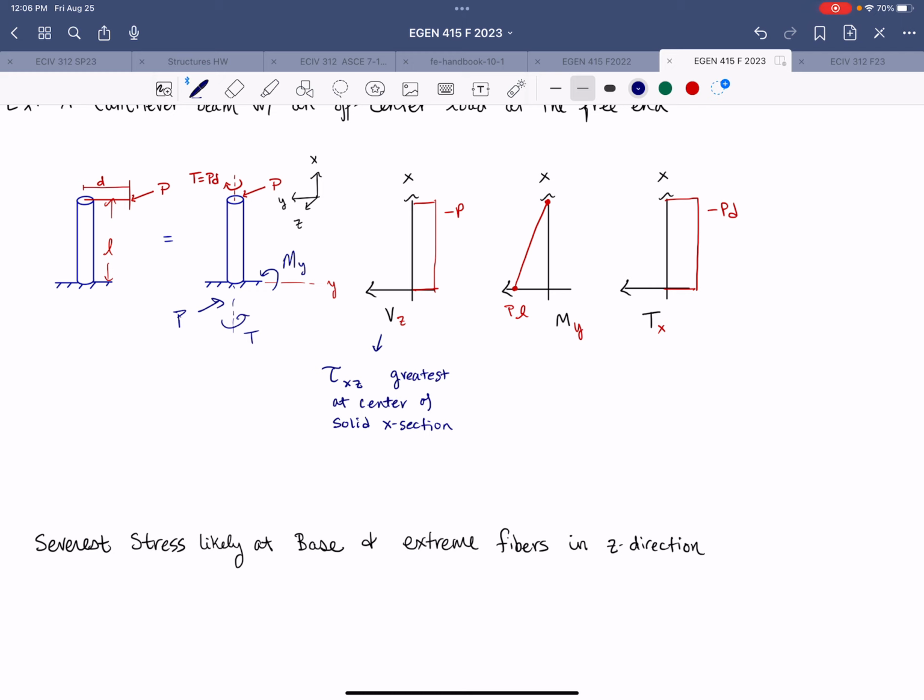From the bending moment My, we would have a normal stress, sigma x. And that would be the greatest at the extreme fibers of the cross-section in the z direction. Because it's moment about y, it would be the greatest at the extreme fibers in the z direction at the base.